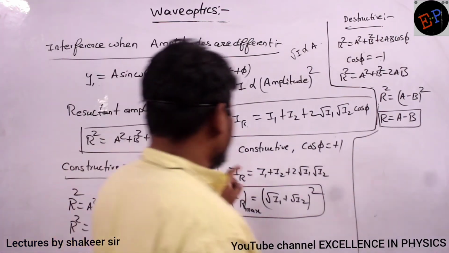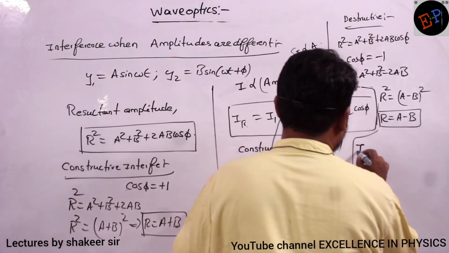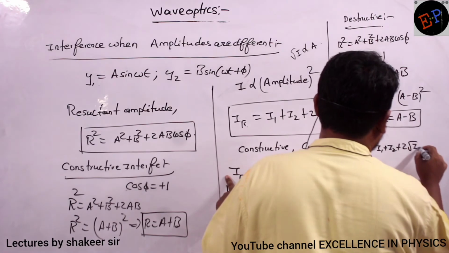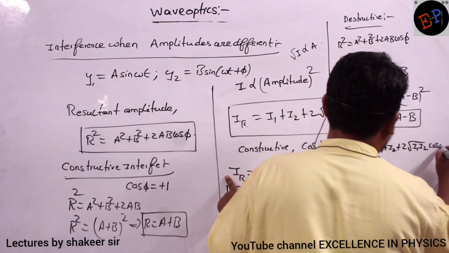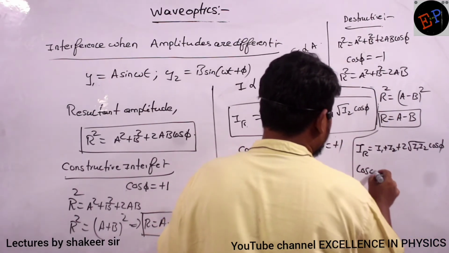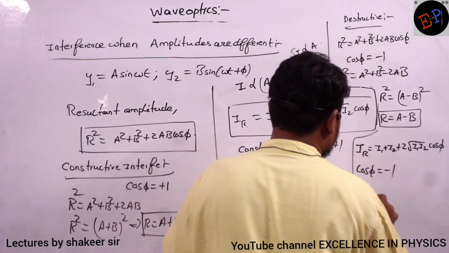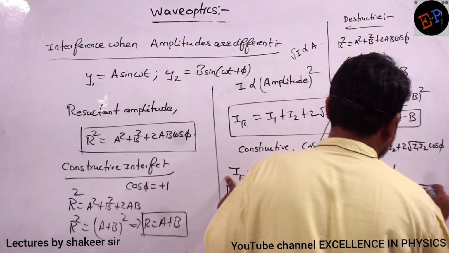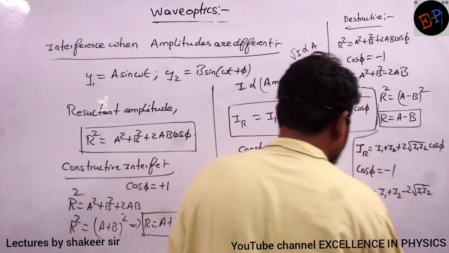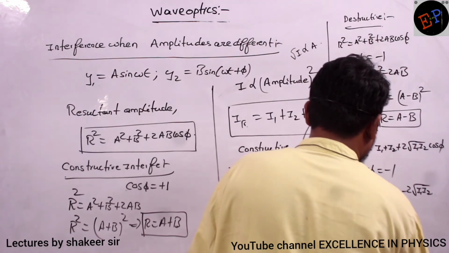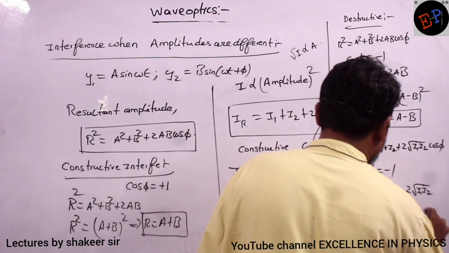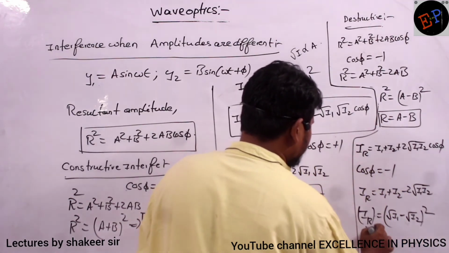Clear, no? Now you take intensity. So IR, resultant intensity, is equal to I1 plus I2 plus 2 root I1 I2 cos of the phase. And here also the cos value should be how much? -1. So therefore IR is equal to I1 plus I2 minus 2 root I1 I2. How can I write this equation? IR is equal to root I1 minus root I2 whole square. I can write like this, and this is the minimum intensity.